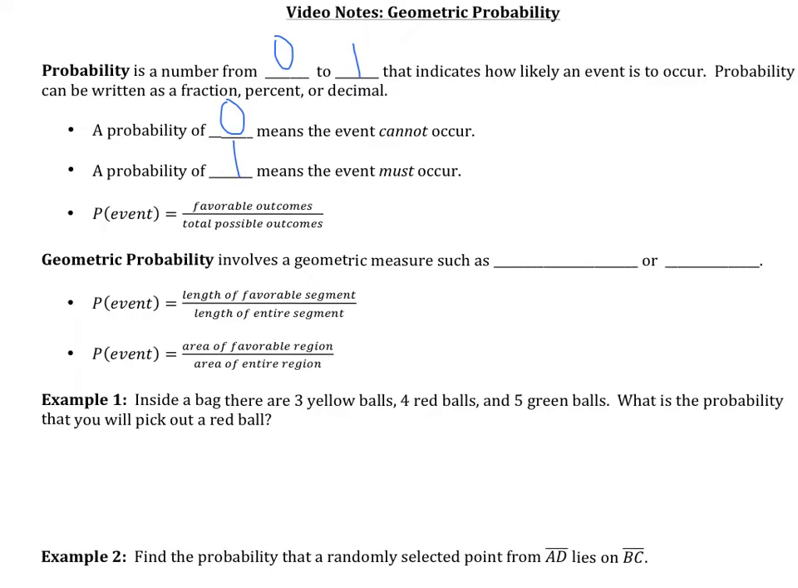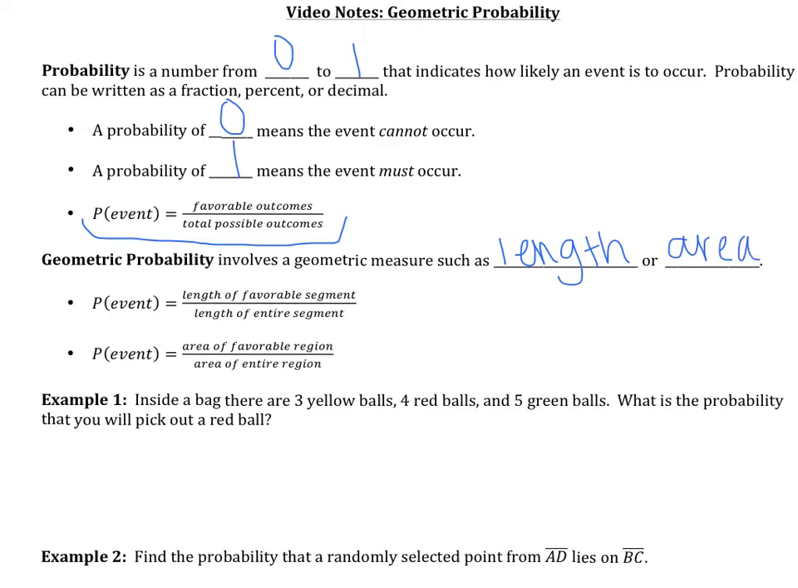All right, we write probability in this formula where the probability of an event equals the number of favorable outcomes over the total possible outcomes. Okay, next we're going to talk about geometric probability, which is a probability with the same definitions as above, but it involves a geometric measure such as length or area.